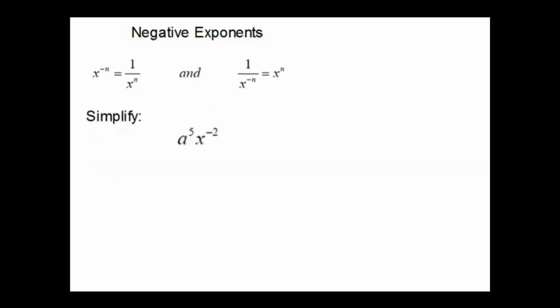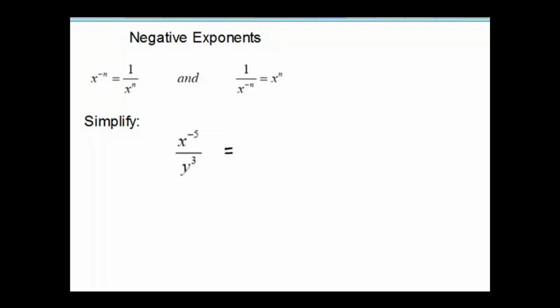For our next example, we're going to simplify a to the fifth times x to the negative 2 power. You want to make sure that you only move the right pieces. So there is no reason to move the a. It has a positive 5 for an exponent, so it is going to stay. The one that is a problem is the x because it has a negative exponent. So we're going to make a fraction form. The a is staying in the numerator. The x is going to shift down, and the exponent changes from negative to positive.